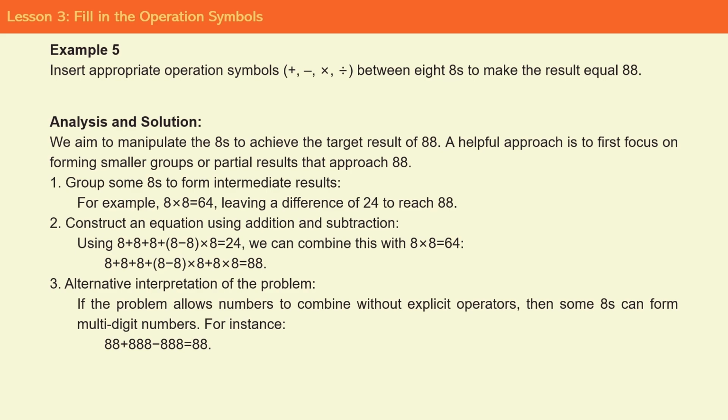Second, construct an equation using addition and subtraction, using 8 plus 8 plus 8 plus open parenthesis 8 minus 8 close parenthesis times 8 equals 24, we can combine this with 8 times 8 equals 64. Third, alternative interpretation of the problem. If the problem allows numbers to combine without explicit operators, then some eighths can form multi-digit numbers. For instance, 88 plus 888 minus 888 equals 88.